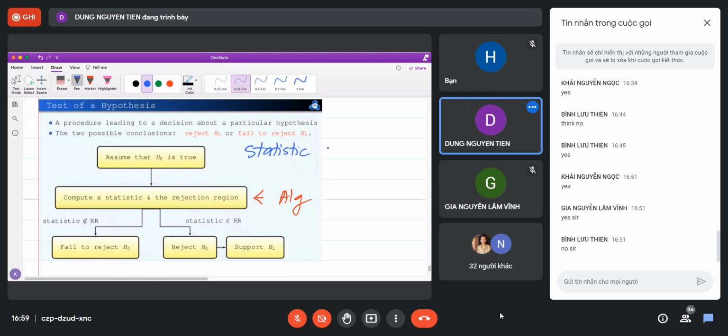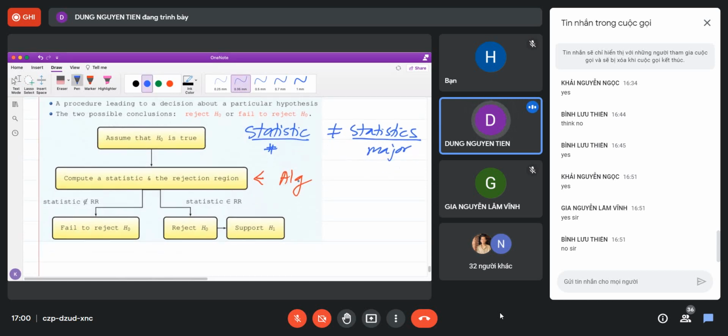Statistic, not statistics. Okay, this is statistic. It is a value, a number, and statistics is a measure. They are different. So by using this algorithm, you can get a statistic, a value, and the rejection region, which is an interval, a set of numbers.